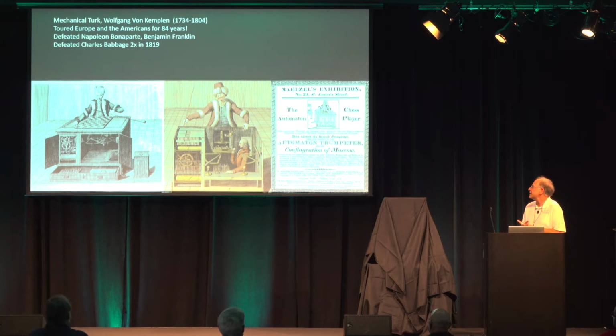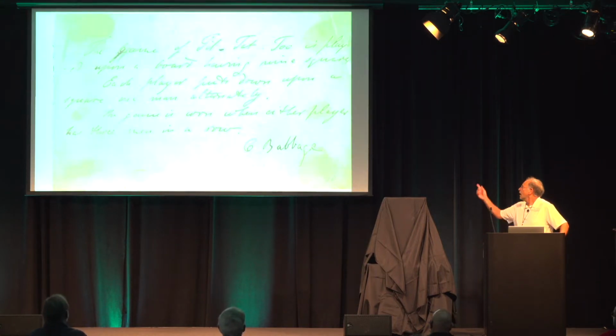And in 1819, Charles Babbage went, either he paid for it or somebody paid for it, and he lost 2 games of chess to the Mechanical Turk. This is in his own handwriting. This is a document that's in the Beinecke Library at Yale. I think it says here what the game of tic-tac-toe is played upon a board, and you can read it as well as I can.